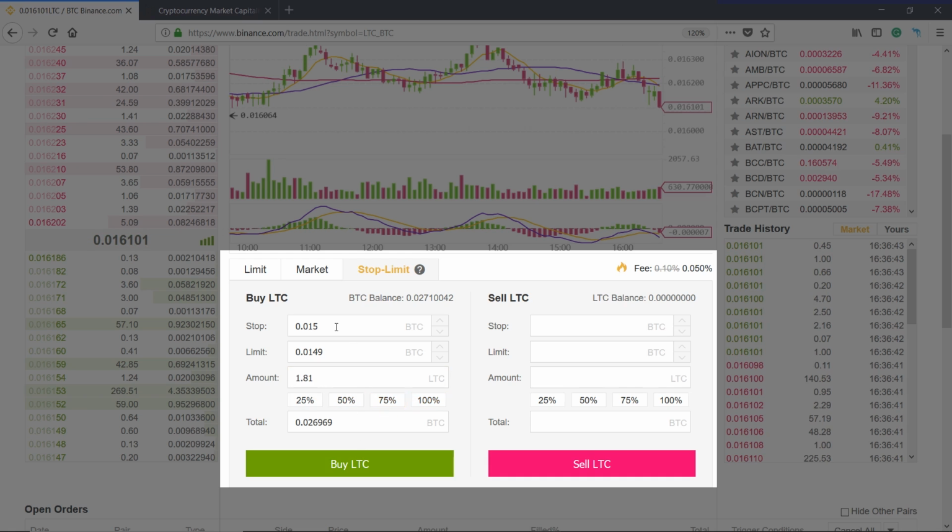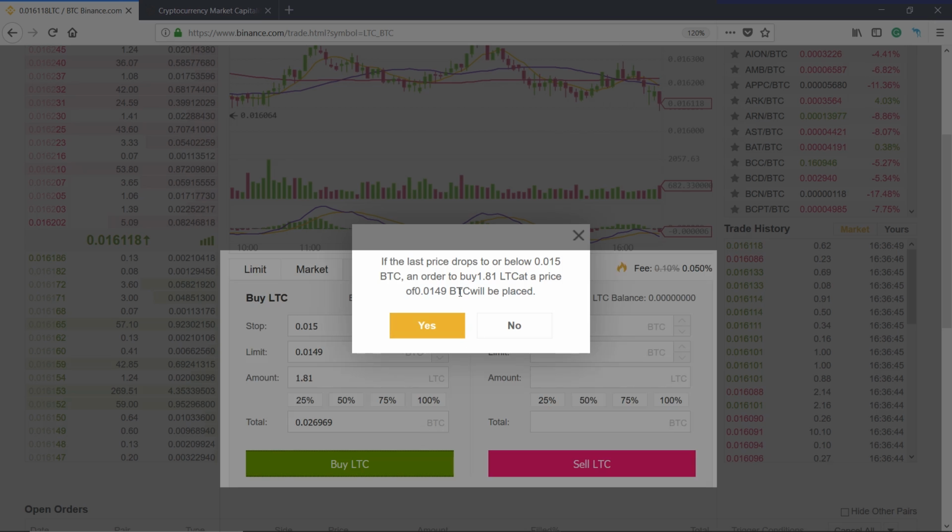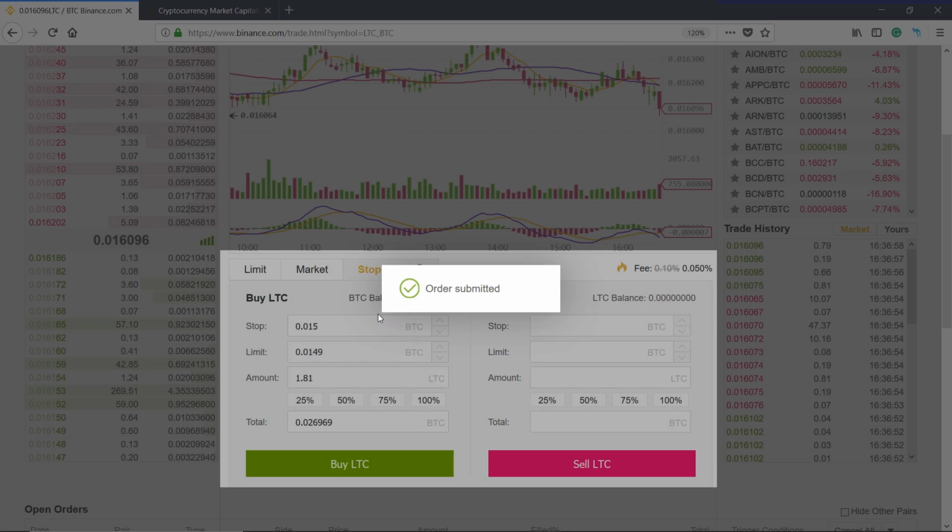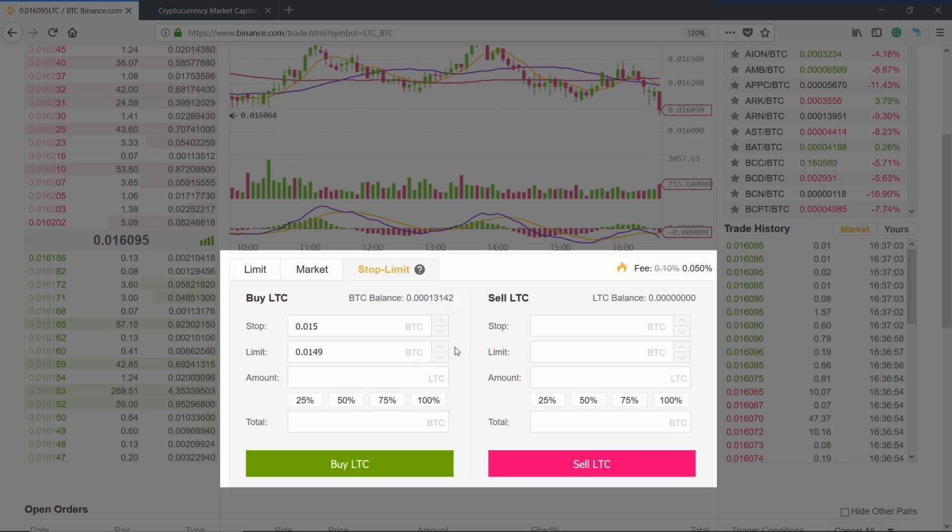You click buy. Now, this is not going to do anything, right? If I click this buy LTC at this price, it says if the last price is at or below 0.015, an order of 0.18 will be placed. Okay, so if I click yes, the order's been submitted. But this order is not going to be fulfilled unless the current Litecoin price drops significantly in the next couple of seconds, which it may or may not do.